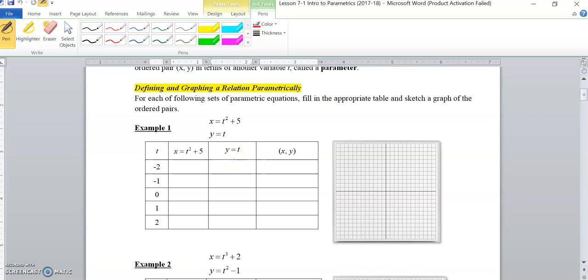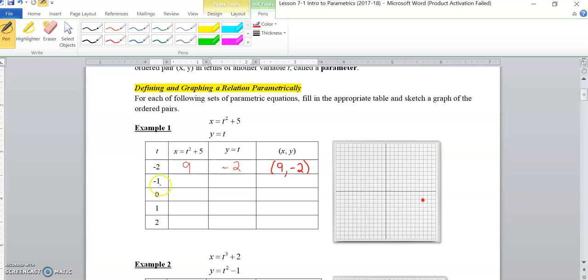When you plug this in, -2 squared plus 5, that's 9. And when you do the same thing for y, you get -2. Now that we have the x solved for t and the y solved for t, we have a coordinate, 9, -2. Then we can go over here and plot this point. So 3, 4, 5, -2. So there's the point. And we can continue to do this.